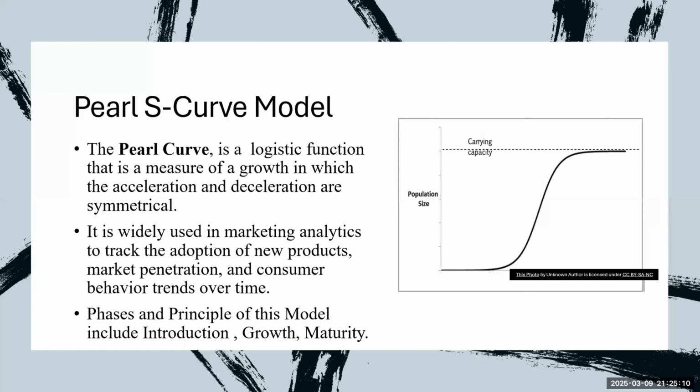And the third one is the maturity phase. Most potential users have already adopted the product, and companies innovate or diversify to sustain demand. We can take the example of Netflix. Nearly everyone uses it, forcing companies to differentiate with exclusive content.